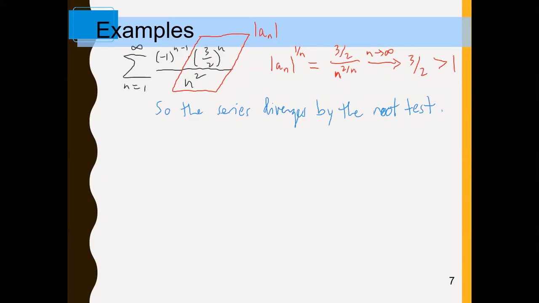By which test, honestly? The nth term test: the terms do not go to 0, therefore you do not have a chance to converge. Yeah, this thing diverges. Yes?